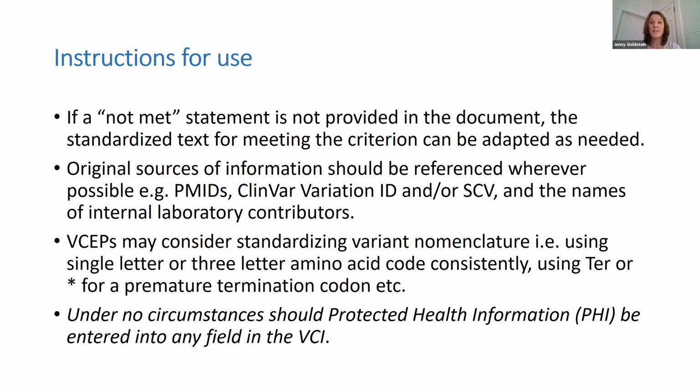So VSEPs may also want to consider standardizing variant nomenclature. So for example, do you want to use a single letter code or the 3-letter amino acid code consistently? Or do you want to use TER or asterisk for premature termination codon? So that's just another suggestion as well, so that everything is consistent within your expert panel. And of course, just a reminder, again, this is within the VCI, but just a reminder that under no circumstances should you be including any protected health information, any PHI within the VCI, because of course, that is not secure, and we certainly don't want that information becoming public.